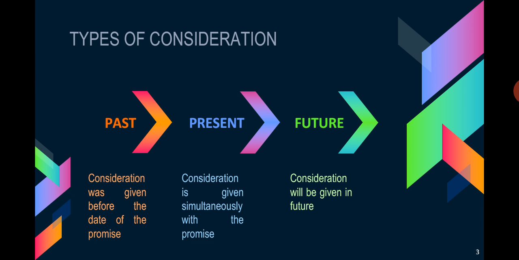Whereas when you talk about future consideration, when the consideration is to move at a future date, it is called future consideration. It is called a promise for a promise, meaning mutual promises, for example, a promise to marry or a promise to pay money at a future date for the goods which are delivered today are examples of future consideration.